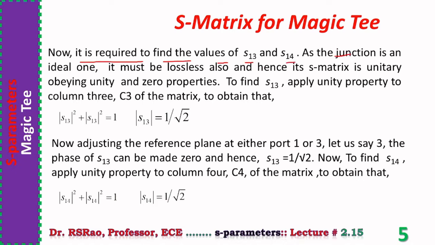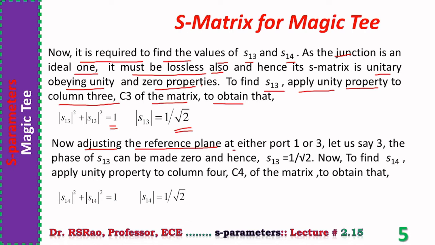As the junction is an ideal one, it must be lossless also and hence the S matrix is unitary, obeying the unity and zero properties. To find S13, apply the unity property to column 3, C3, of the matrix, to obtain magnitude of S13 squared plus magnitude of S13 squared equal to 1. It gives the magnitude of S13 as 1 by root 2. Now, adjusting the reference plane at either port 1 or 3, let us say 3, the phase of S13 can be made 0 and hence the parameter S13 becomes equal to 1 by root 2.